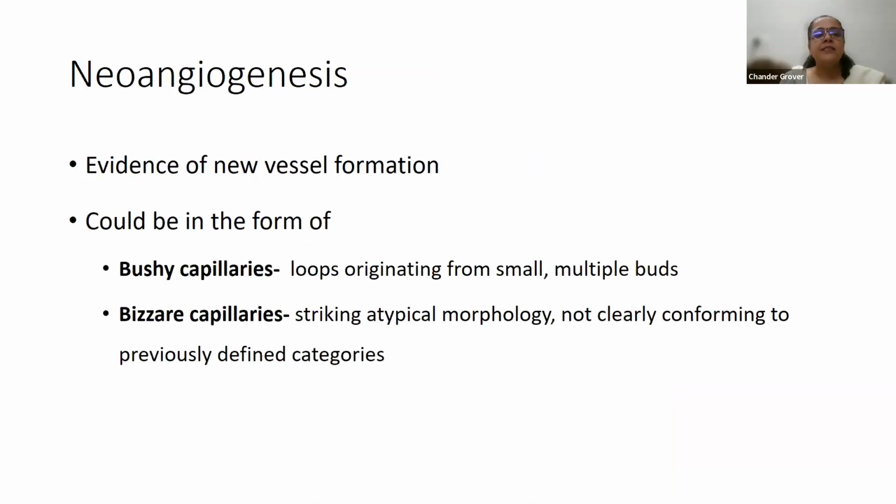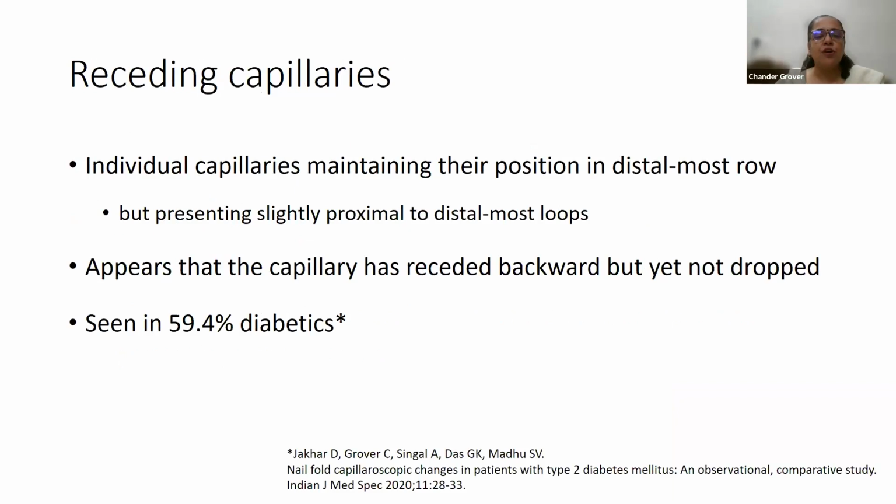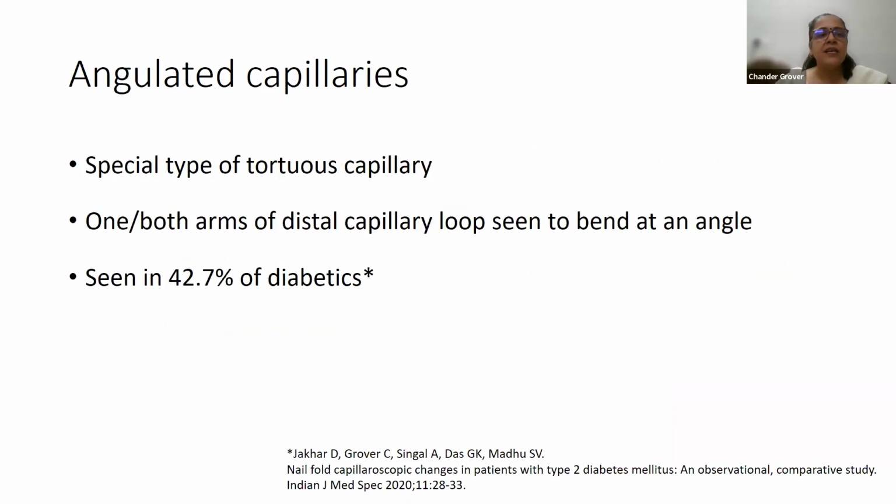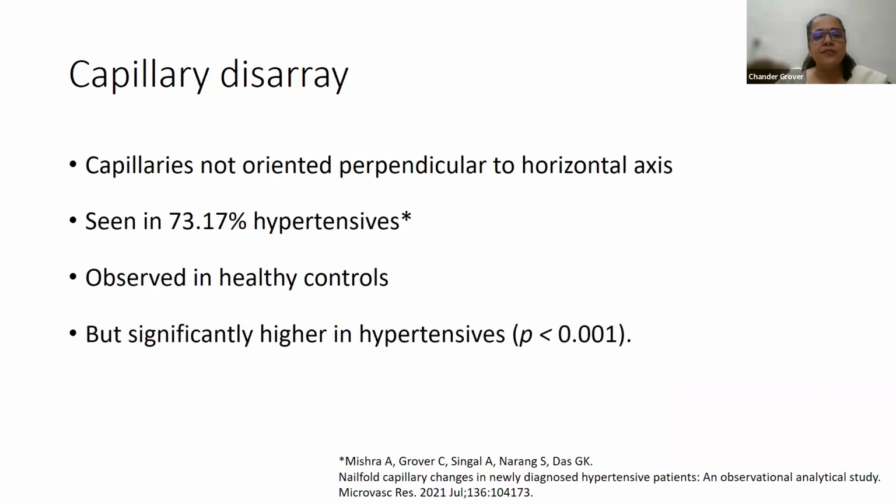Meandering is when the vessels are crossing over themselves. So tortuous is going to be tortuous, but meandering will start crossing. And the terminal stage is neoangiogenesis, bushy or bizarre capillaries, where they start multiplying to provide blood to that area. In addition, we have described findings like receding capillaries and angulated capillaries in hypertensives and diabetics, respectively.